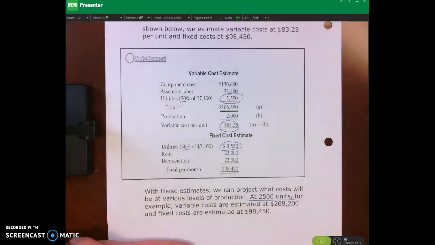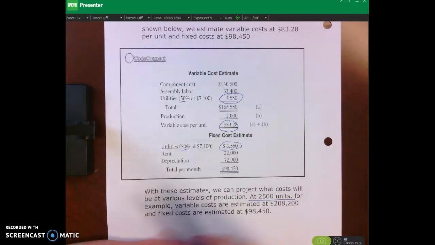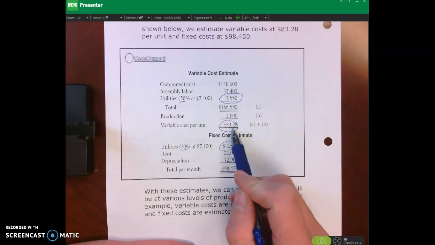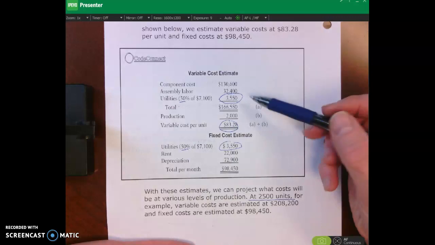Now, here's the question for you to think about. If we make 2,500 units, what happens to this number? Does this stay the same? Does it increase or does it decrease? If you thought about it and you said it stays the same, you were right. Because what do we know about variable cost per unit? They stay the same.